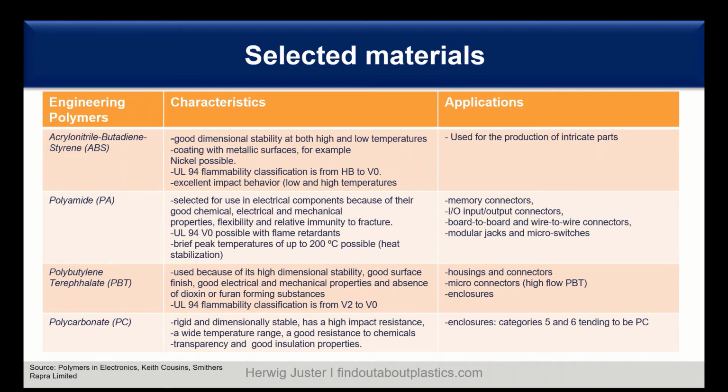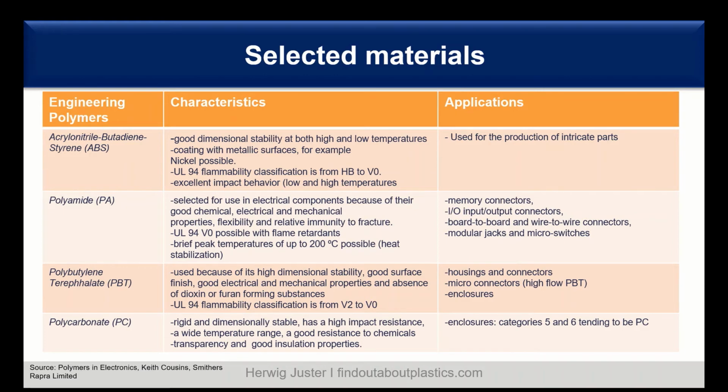Then we have PPT. PPT is also used because of the high dimensional stability, good surface finish and good electrical and mechanical properties. And we have no dioxins or furan forming substances. Also a UL94 flammability classification from V2 to V0 is possible, and it is used in housings, connectors, micro connectors when you use high flow PPT, and also enclosures. Here again comes the IP rating into the game.